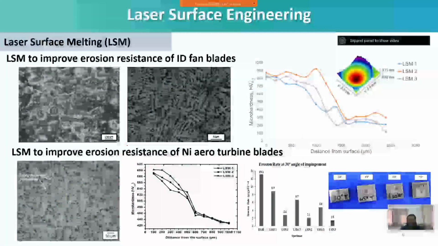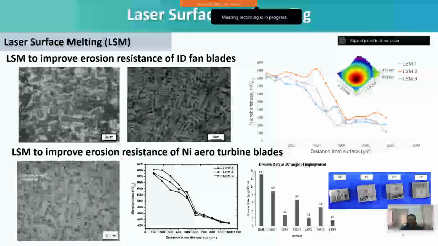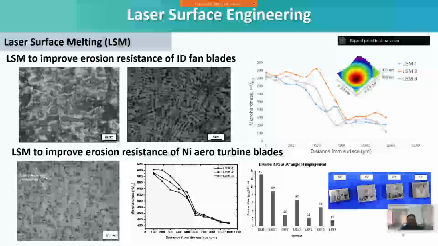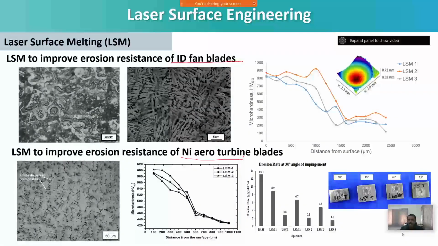And these are the two case examples I feel are worth mentioning here. We worked on two different materials. One is to improve the erosion resistance of the induced draft blade for BHEL, and the other is to improve the erosion resistance of a nickel based aeroturbine blade for Gas Turbine Research Establishment, DRDO Bangalore. In both cases we are using the laser energy to modify the microstructure in order to improve the surface characteristics, with a little improvement in hardness.